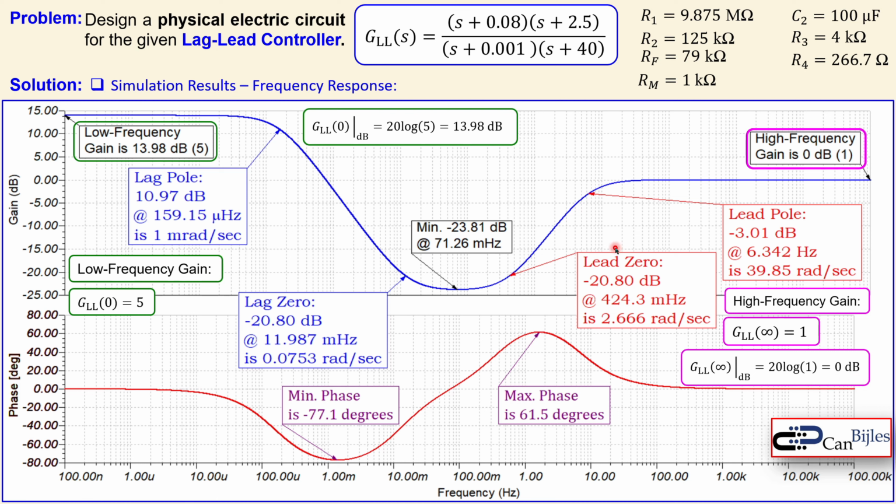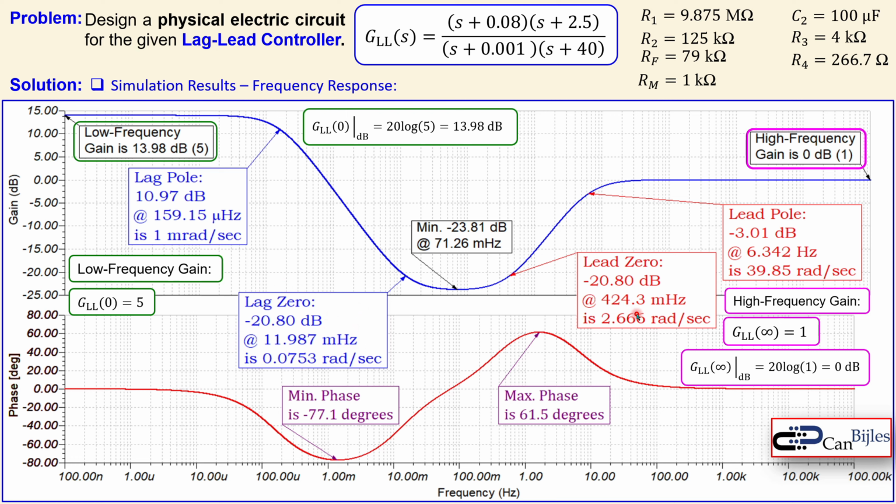So again, verified. In addition, you see here the lag pole that is at the frequency 159.50 microhertz, and if you convert that, it will be 1 milliradians per second, which is 0.001. So that's correct. The lag 0 is here at approximately 0.0753 radians per second, which is 0.08, which should be actually 8. So this is a little bit smaller. So that is the small error here.